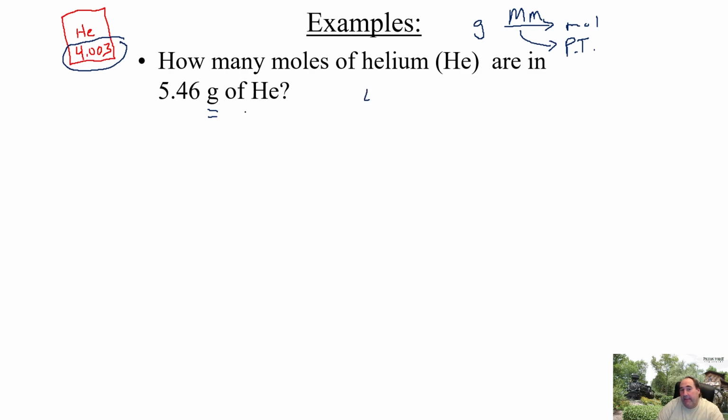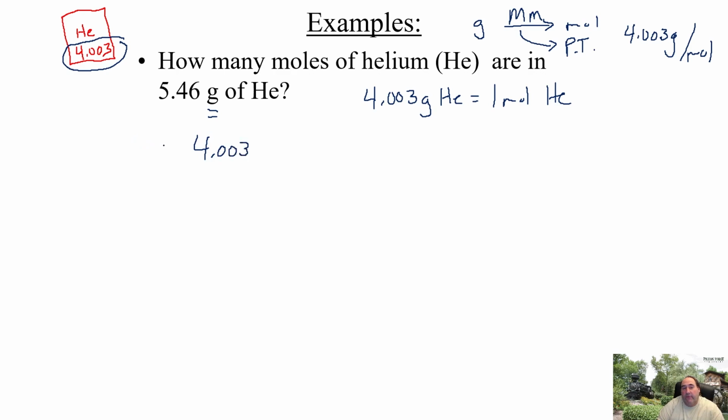And what that means is there are 4.003 grams of helium in every 1 mole of helium. Or really, the molar mass of helium is 4.003 grams per mole. That means that we can write 2 conversion factors here that will be very helpful for us. We can write 4.003 grams of helium over 1 mole of helium, or 1 mole of helium over 4.003 grams of helium.